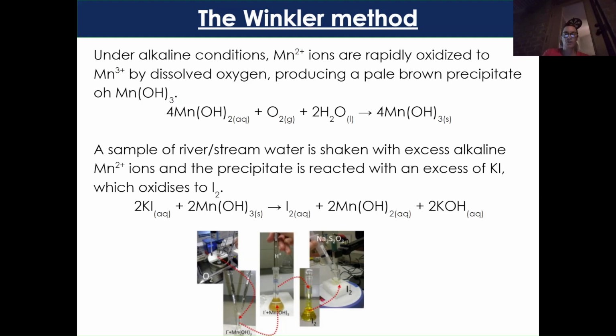And then what you're going to want to do is react it with that acidified potassium iodide, which is going to cause the manganese, in this case manganese hydroxide, to be reduced, and then the potassium iodide to be oxidized to iodine. So it'll turn that more like yellow-brown solution to indicate that you're making iodine.